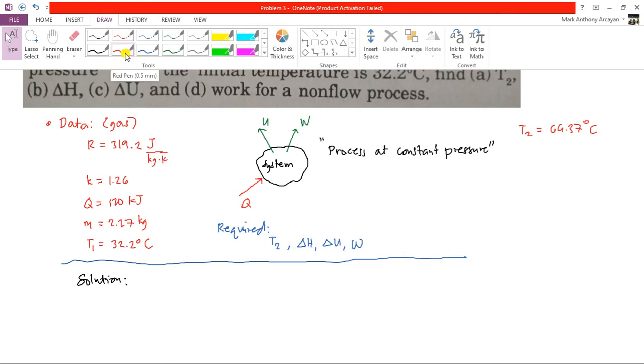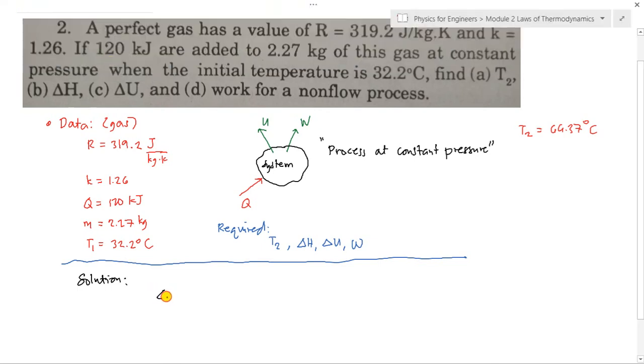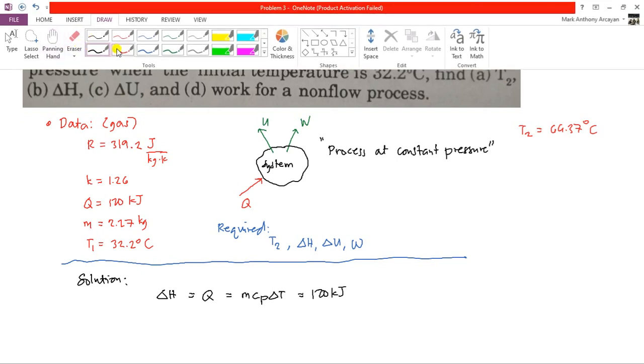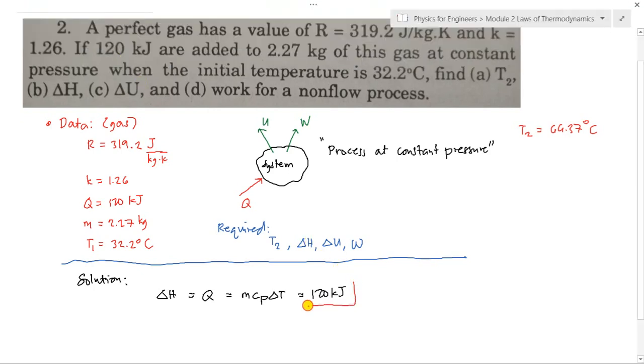So, let's continue with enthalpy. Now for enthalpy, remember that at constant pressure, enthalpy is just equal to our Q, right? Because this is equal to m Cp delta T. So that is equal to 120 kilojoules. So this one is equal to 120 kilojoules. How about for our work? Again, enthalpy and Q are equal for constant pressure, because we have already derived that.